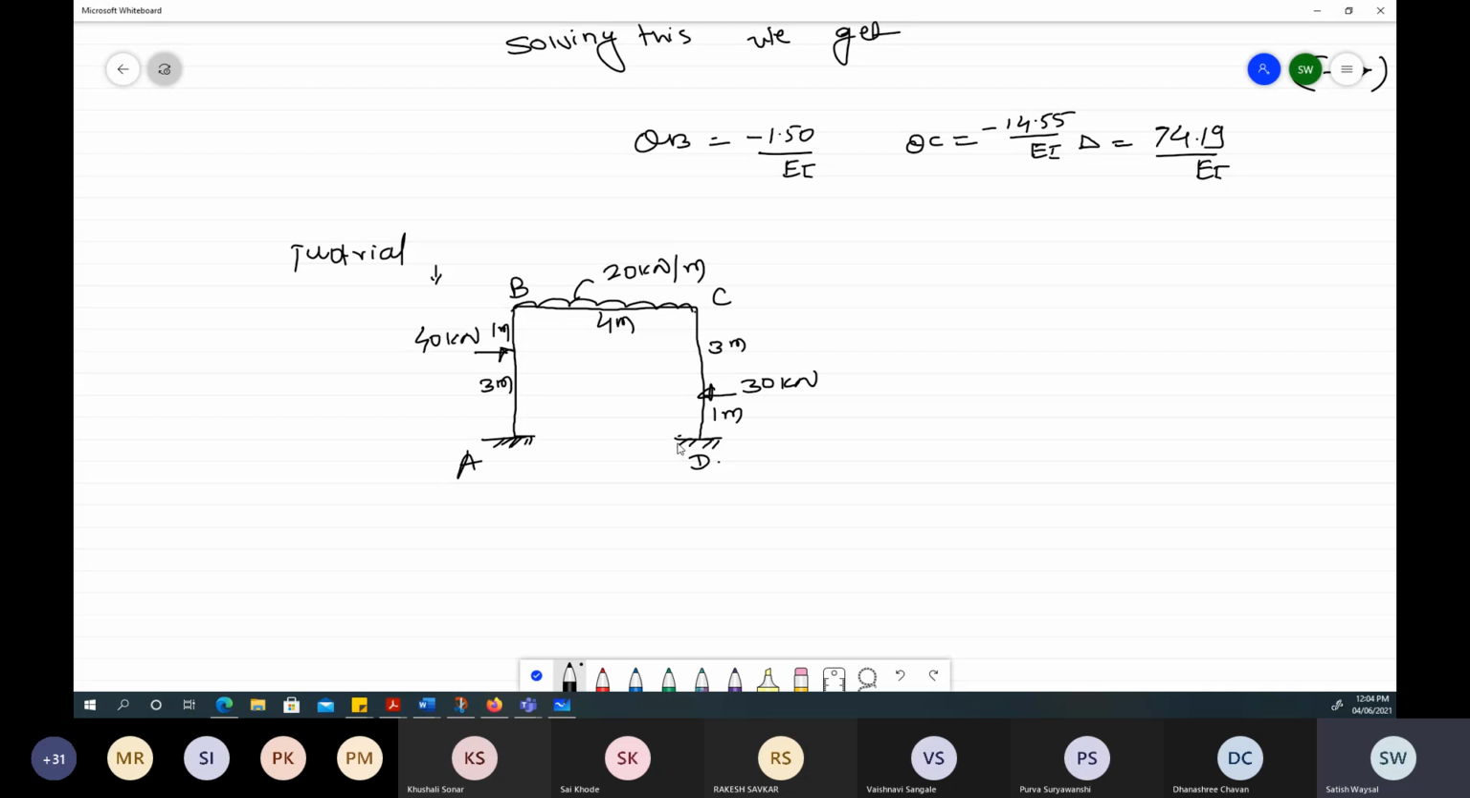To have a unit positive rotation at this, or unit positive translation, what will be the stiffness? Okay, for unit positive translation the force will be 12EI upon L cube. Rotational moments are 4EI by L. Its effect on the farther end is 2EI by L. When we apply a couple or moment at B, its effect in terms of translation reaction is 6EI by L square.